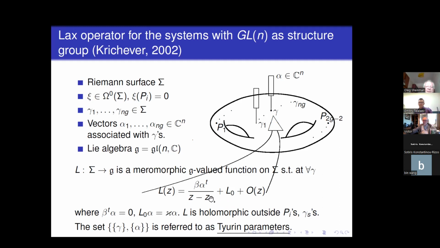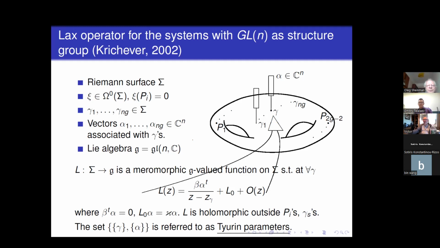We also require that vector alpha is an eigenvector for the term L_0 with some eigenvalue kappa. Okay. The set of the points gamma and associated vectors alpha is referred to as Tyurin parameters for the reason that they come from Tyurin's work on parameterization of holomorphic vector bundles.